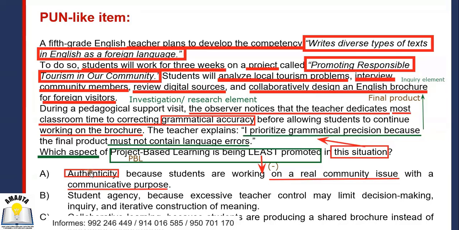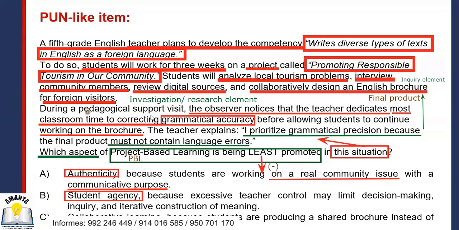Because authenticity means that the project should give students the opportunity to solve a real world problem, a problem that might happen in real life, in the community. Students will generate language by themselves. Do you think that this is the element least promoted here? What about B? It says student agency. This is the aspect that is being least promoted.